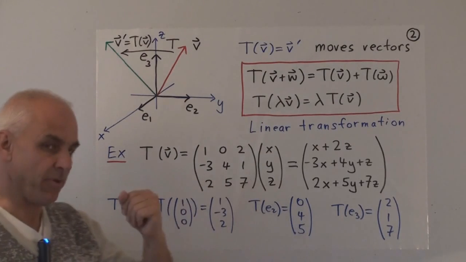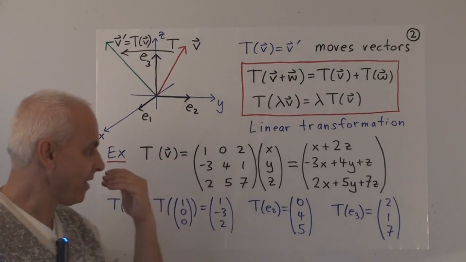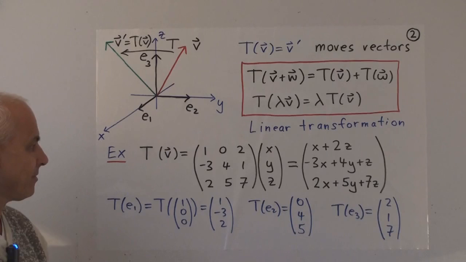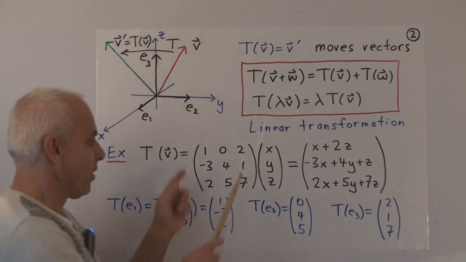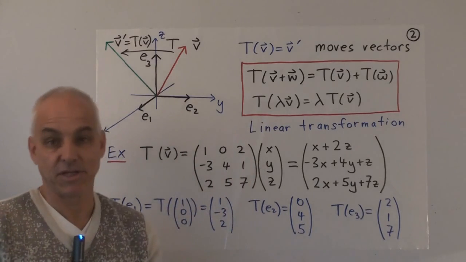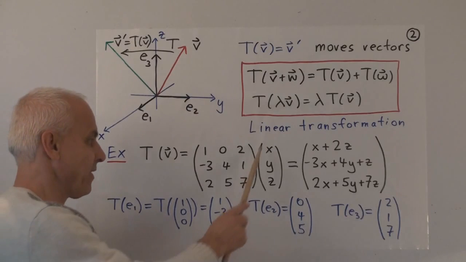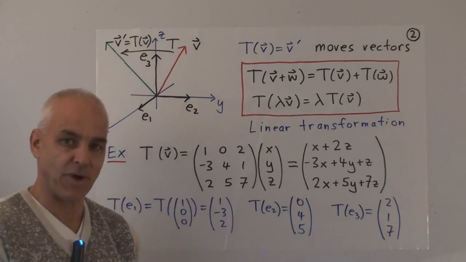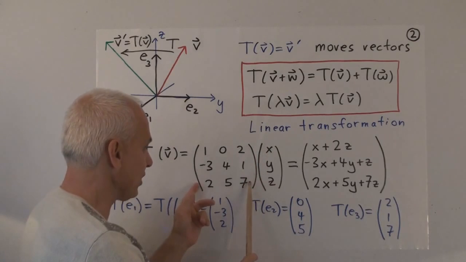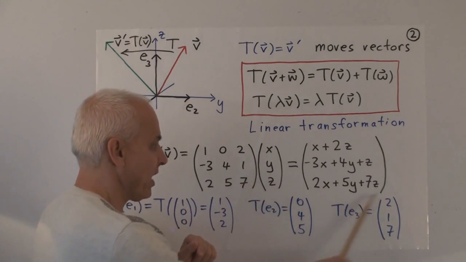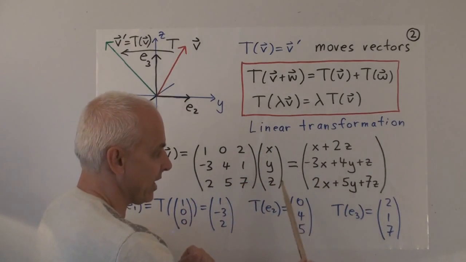Let's give an example so we can explicitly see what it actually looks like. Here's a transformation that sends a vector v to what you get when you multiply by this particular matrix. So there's the matrix A, say. There's our vector v, coordinates x, y, and z. And here's what happens when we multiply that matrix by that vector. We get this vector.